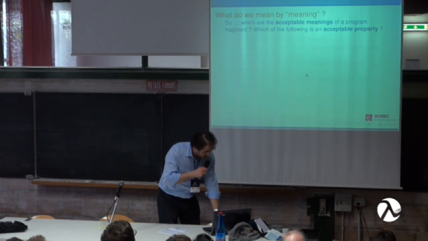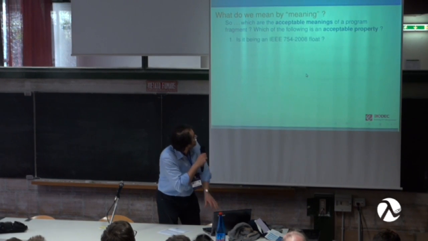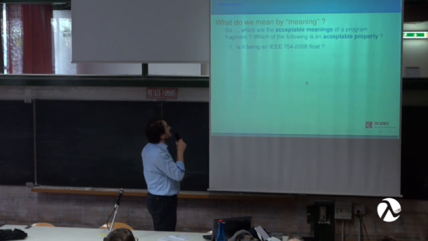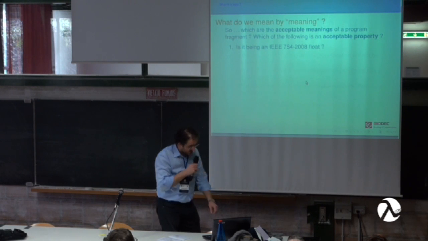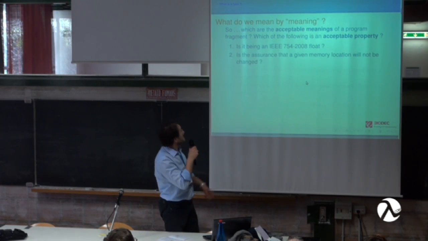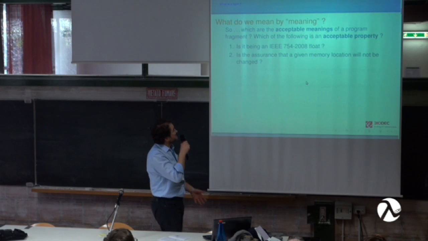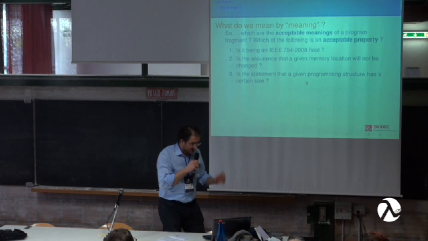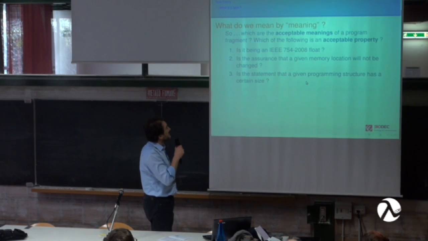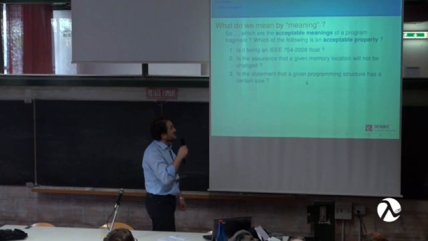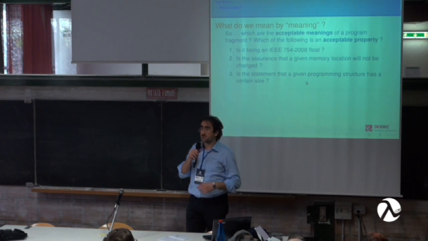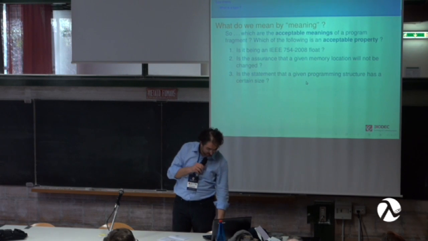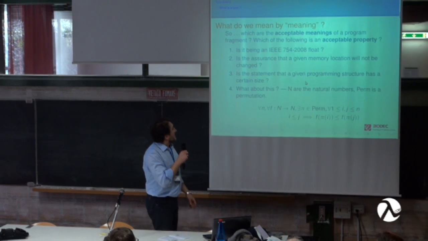Which of the following is really a type? Is being a float according to the standard IEEE definition a property? Yeah, probably should be. Is the assurance that a given memory location will not be changed by our program fragment? Is the statement that some structure has a certain size, let's say a bound on an array, just to make things simple? What about this?